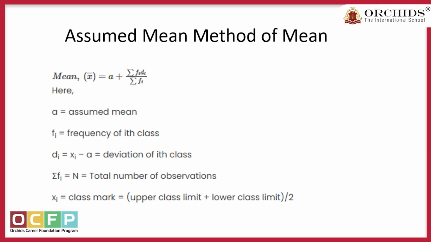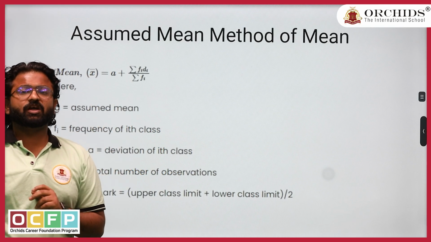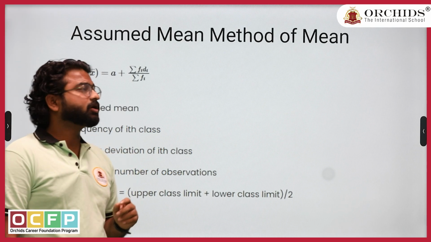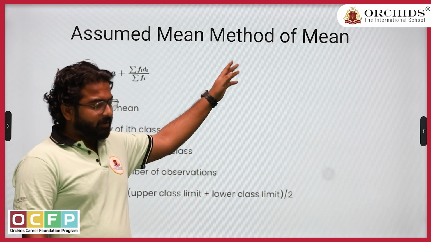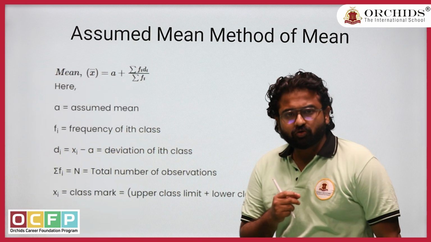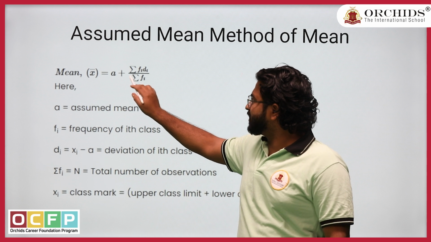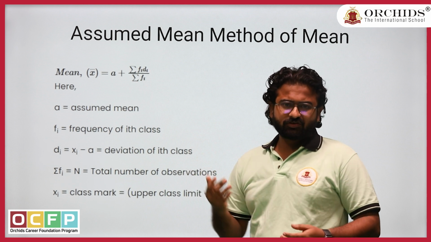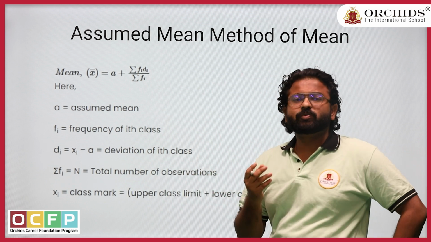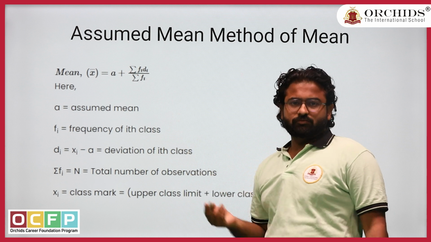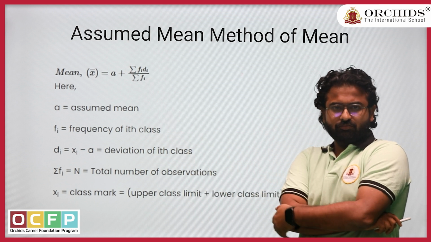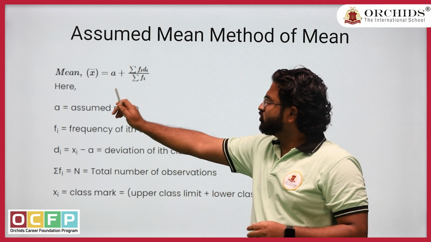But before that, let's try to see our second method. Second method is what? Assumed mean method of mean. How to figure out this? Mean is equal to a plus sigma fi di by sigma fi. This is our formula. Now you will say, sir, what is this a? A is your assumed mean.